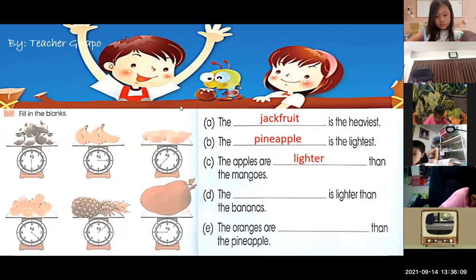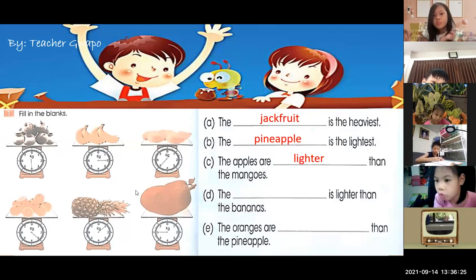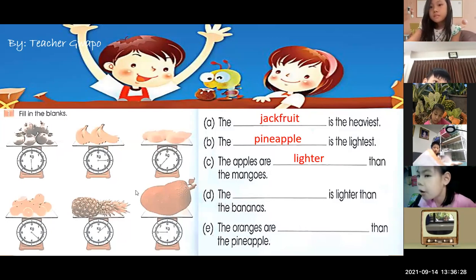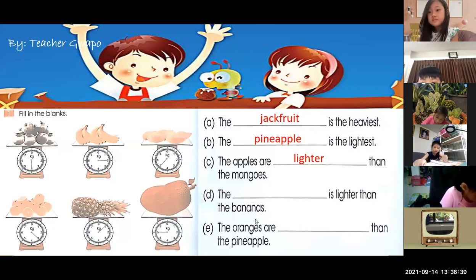Okay, next, letter D. The blank is lighter than bananas. What is lighter than bananas? Anyone? What fruit is lighter than bananas? This is the banana. Pineapple. Pineapple is correct. Very good. Good job. Thank you.